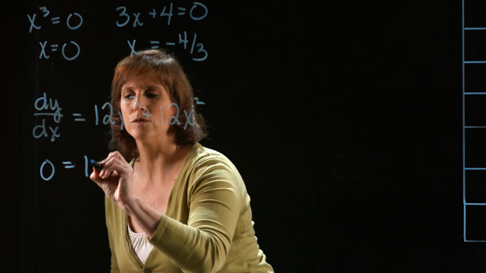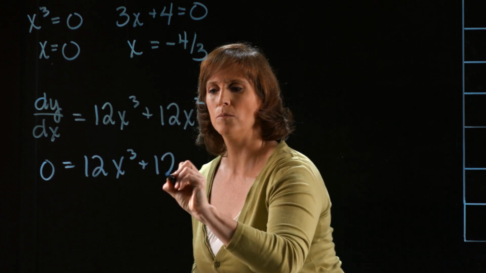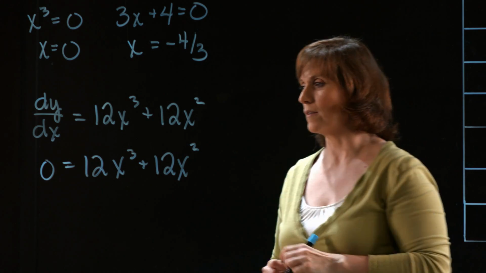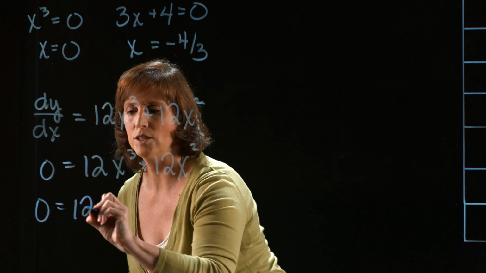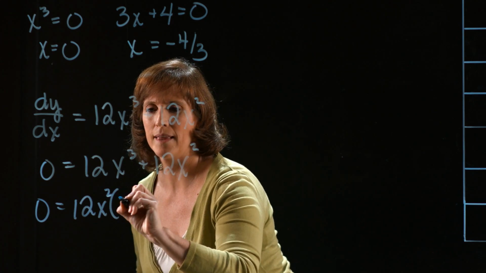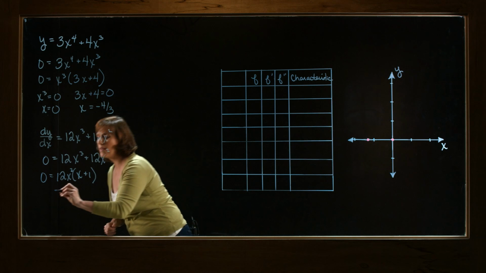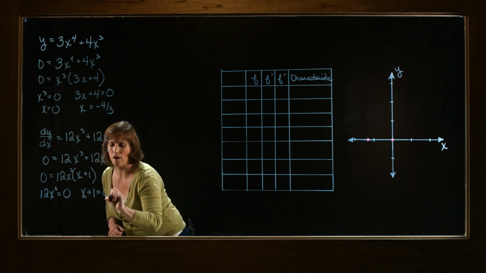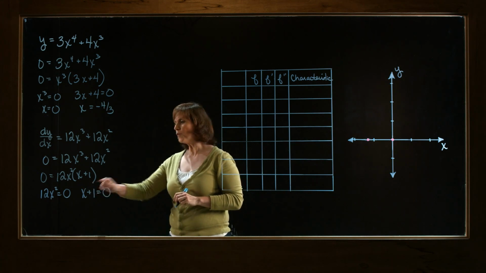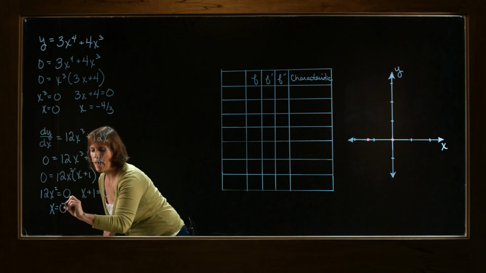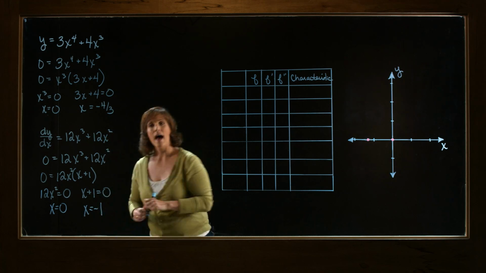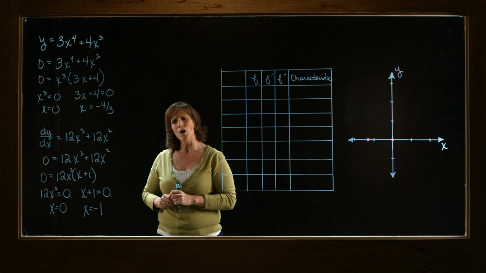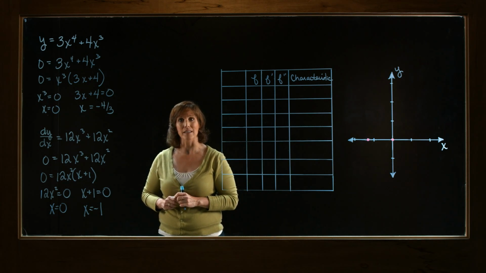So 0 equals 12x cubed plus 12x squared. In this case, I can factor out a 12x squared. And when I do that, I'm left with an x plus 1. Either 12x squared equals 0 or x plus 1 equals 0. In the first case, x is going to equal 0. And in the second case, x is going to be equal to negative 1. So those are my two critical numbers. I'm going to hold on to that for just a minute and talk about concavity.